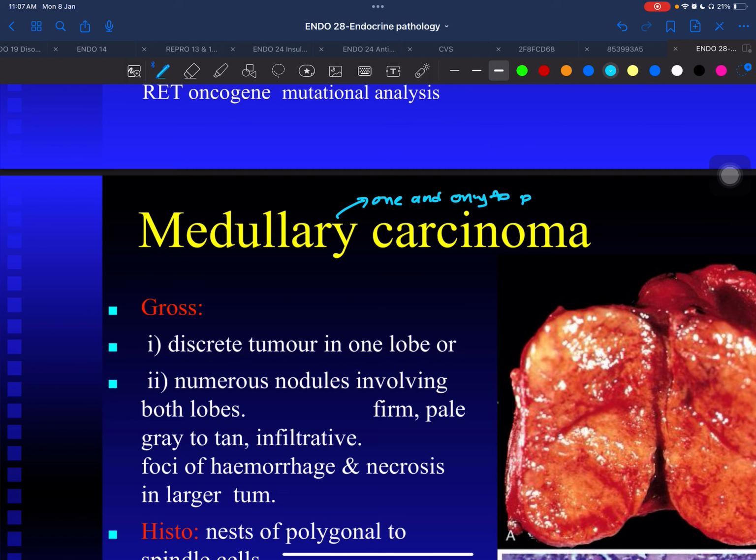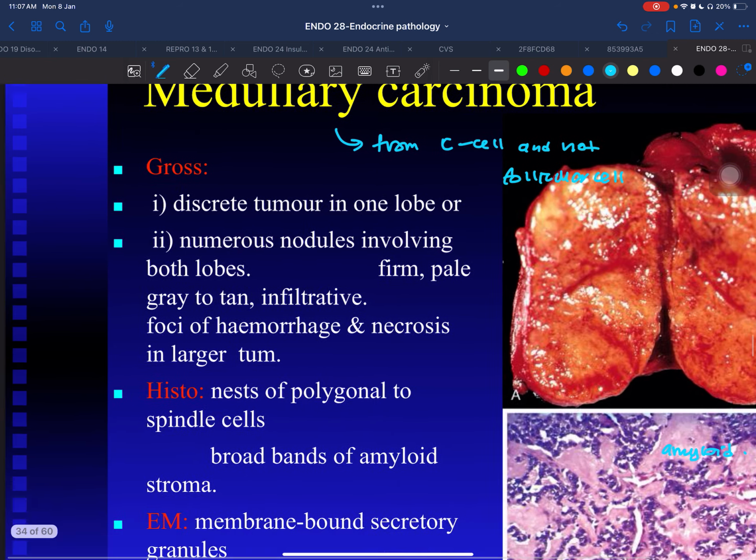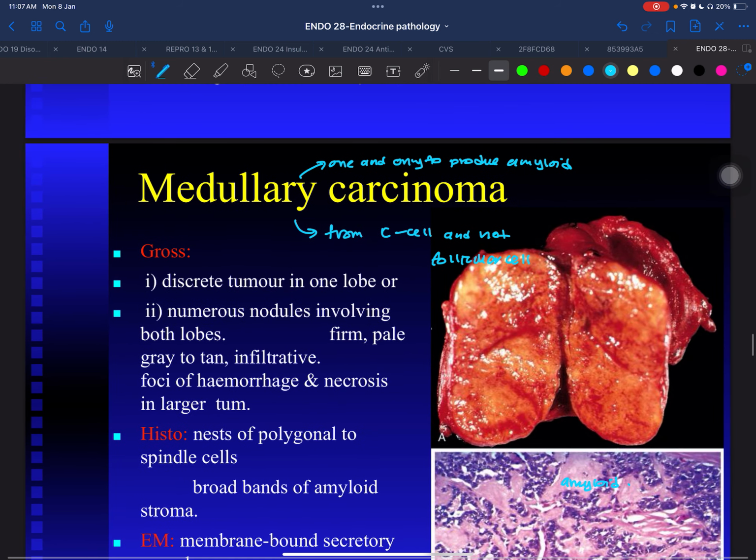Okay, and it's from the C cells, right? The cancer is from C cells, not from follicular cells. There can be broad bands of polypoid amyloid stroma, with nests of polygonal to spindle-shaped cells. The blue ones are the malignant cells, and they secrete this amyloid. Under electron microscopy, there are secretory granules in this tumor.